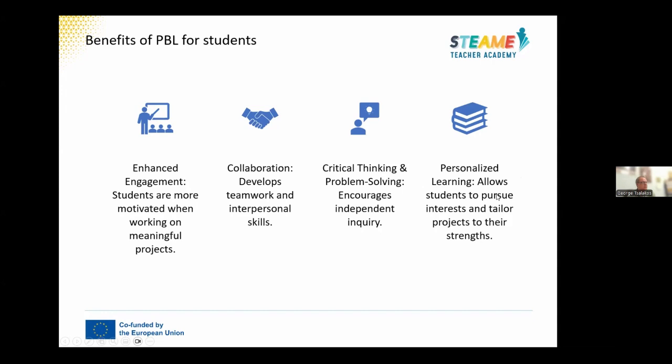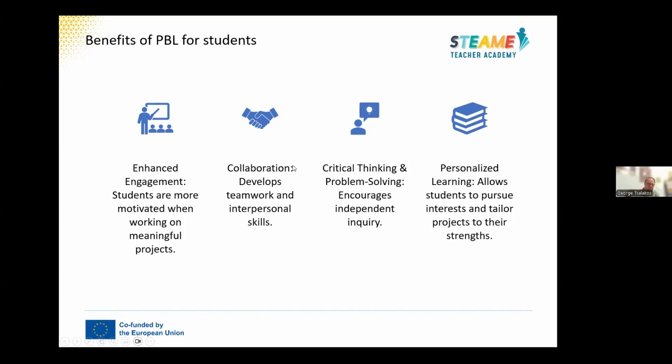Despite all these challenges, it's worth implementing project-based learning because we have some important benefits for our students. This is our main goal as teachers. The project-based learning approach enhances engagement. This is very important. Educational research says that if students are engaged, the results of their learning are better, and motivation is very important for this. The collaboration.